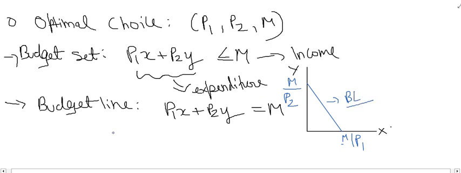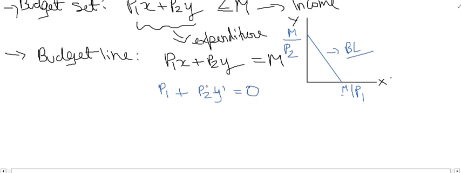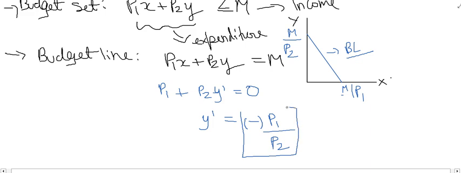Now let's see what is the slope of this budget line. We just differentiate with respect to x. We get P1 plus P2 y dash equals 0. Money income is a constant number, and we get y dash equals minus P1 by P2. The budget line is a negatively sloped line, a linear function. Slope is minus P1 by P2.